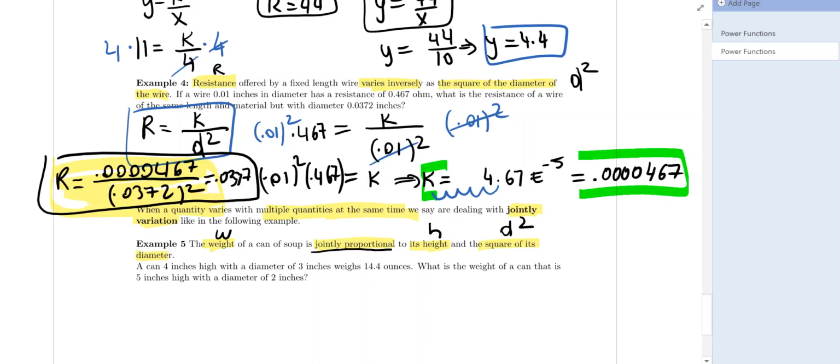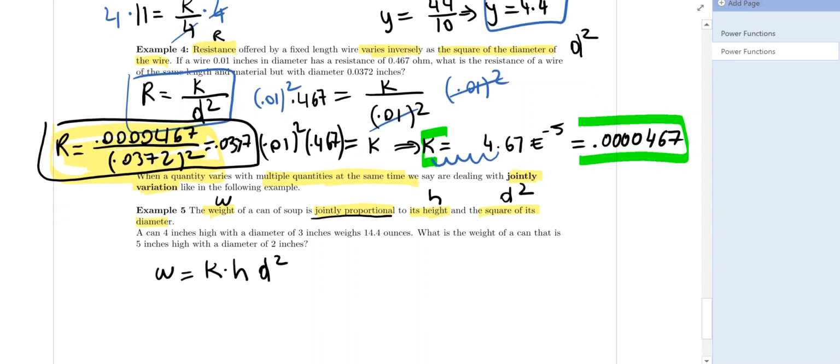So again, you will write it as y equals, instead of y, what varies jointly with height and diameter squared, it's the weight. The weight equals k times the height times the diameter squared. So this is like direct variation jointly. So once you have the formula, plug in what's given and try to solve for what you're asked for.